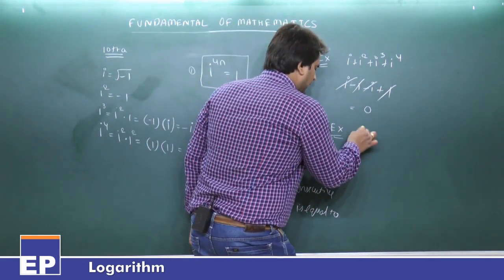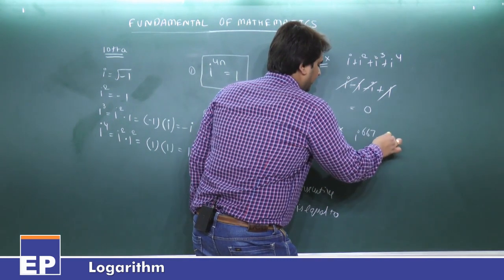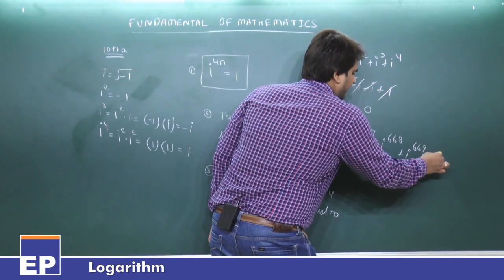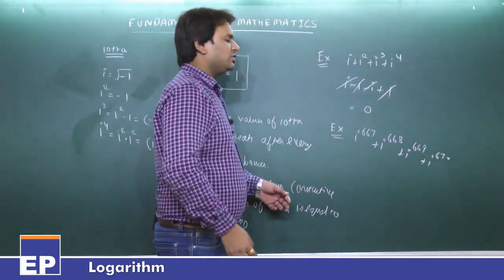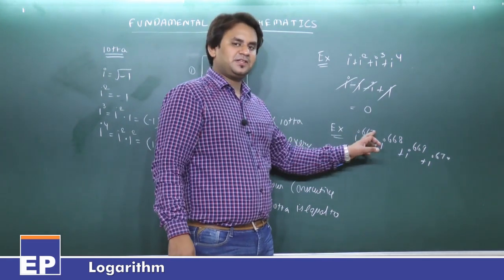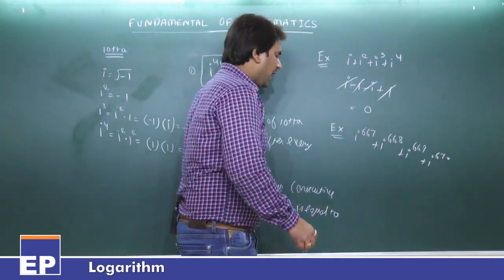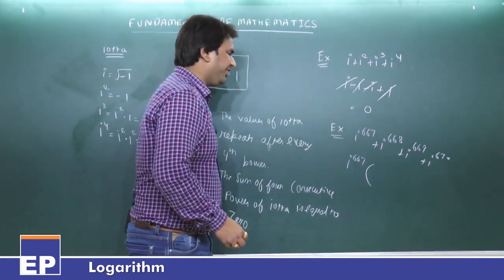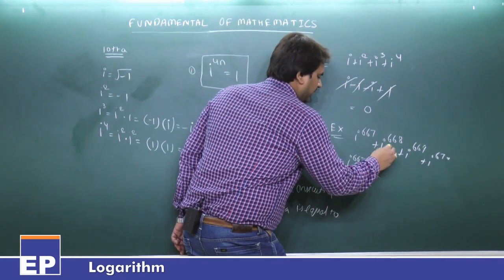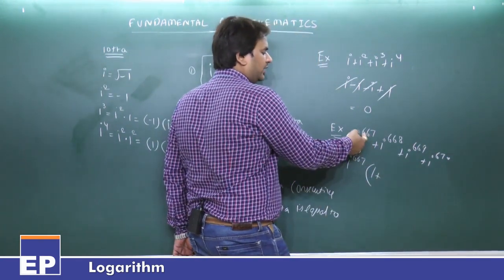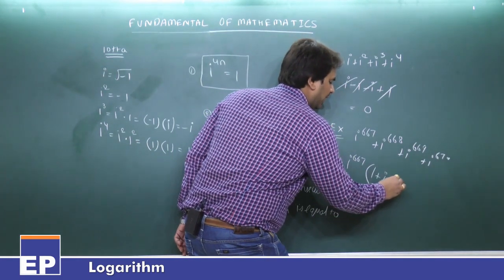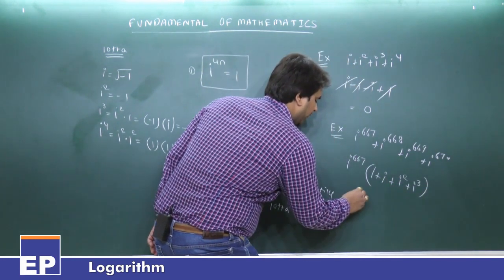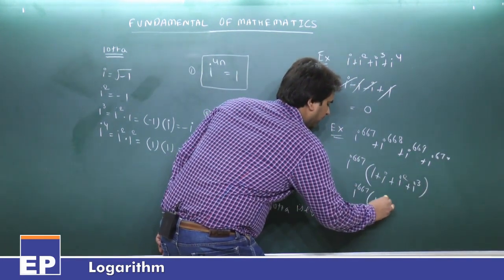Suppose I am taking iota to the power 667 plus iota to the power 668 plus iota to the power 669 plus iota to the power 670. These are 4 consecutive powers of iota. I am taking out iota to the power 667 common. Here it will become 1. If I take out 667 common, what will remain? It will remain iota, next will be iota square and next will be iota cube. So iota to the power 667 into 1 plus iota.